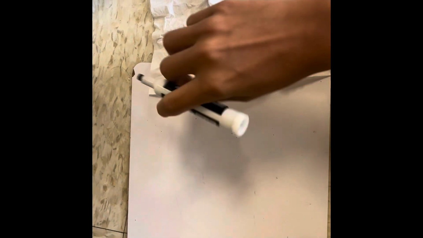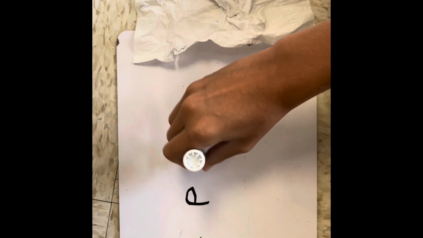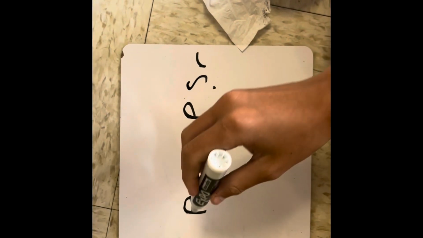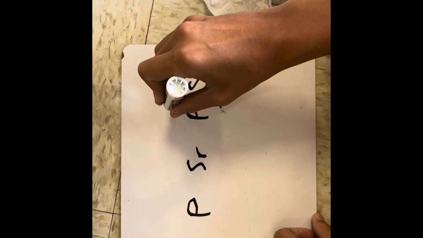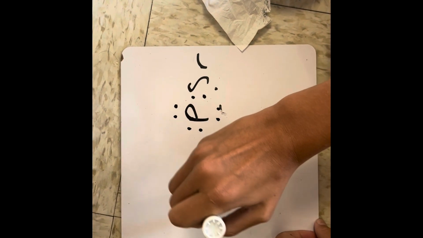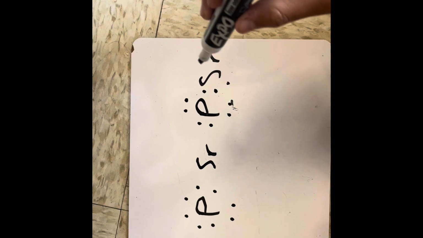So first, we'll arrange them in this order. We'll put strontium, and then phosphorus, strontium, phosphorus, and then strontium again. Then, since we're transferring the 2 valence electrons from each strontium, we'll fill up all 8 dots on phosphorus. And this works because it's transferring electrons, and it's still technically connected to each strontium, meaning they still have access to their 2 electrons, and phosphorus has access to 8 electrons.